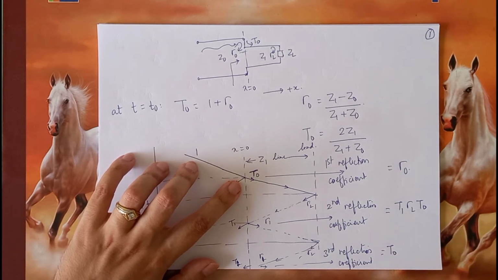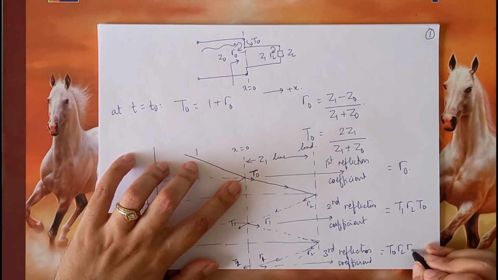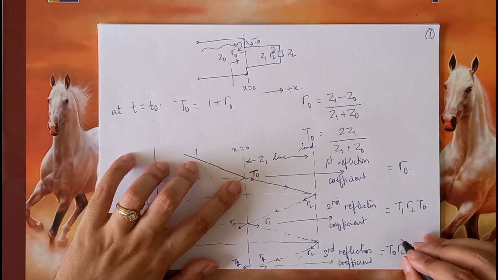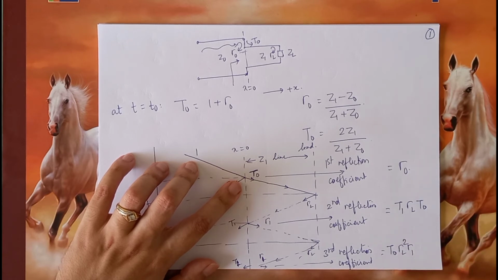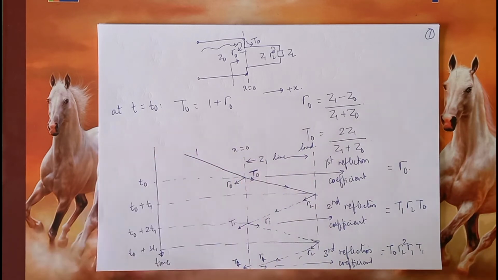T0 times gamma L times gamma 1 times gamma L, which will make it gamma L square, times T1. Yes, I think this is fine. Right. So likewise, there will be multiple such reflection coefficients.